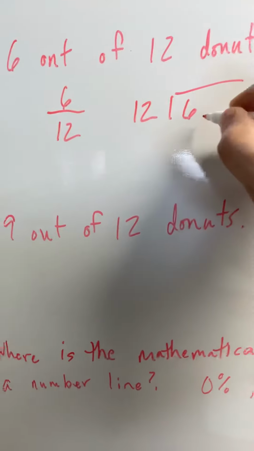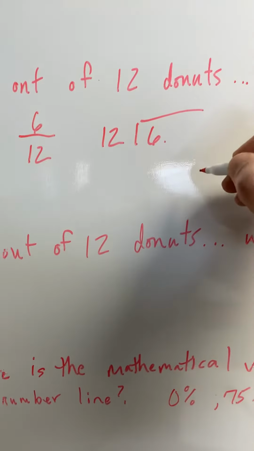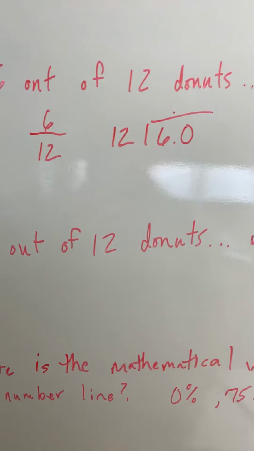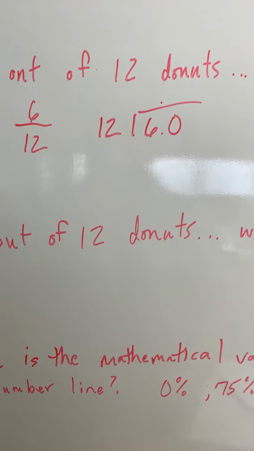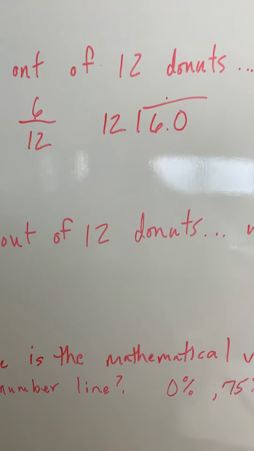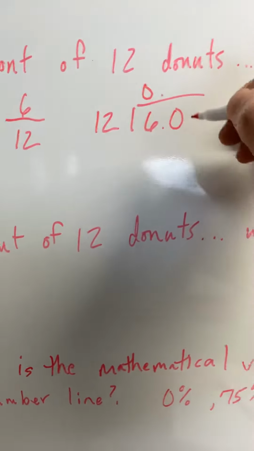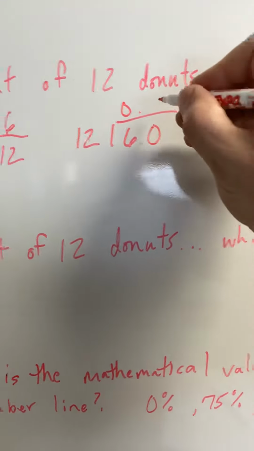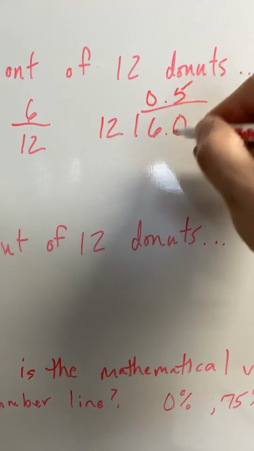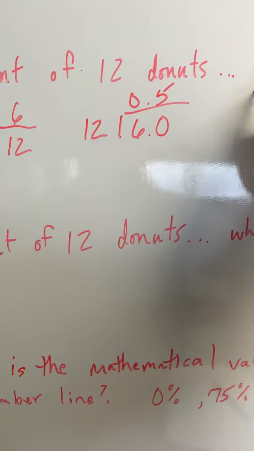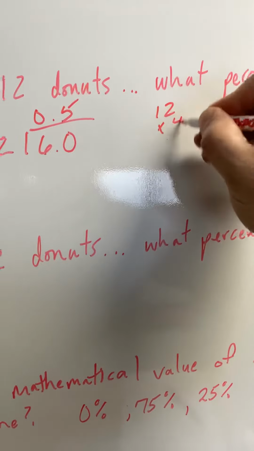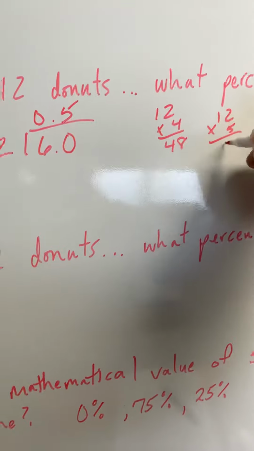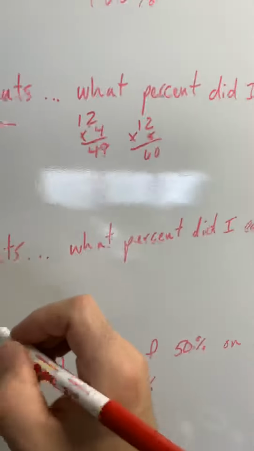So now 12 won't go into 6. So now what I do is I add a 0, but I have to put a decimal. How many times does 12 go into 60? Okay, well, I know that it doesn't go into 6, and I have to say, how many times does it go into 60? Well, it goes in 5 times. So remember, if I didn't know that, I could come over here and say 12 times 4, which is 48, not high enough, 12 times 5, which is 60. And that's where we'd get our answer.